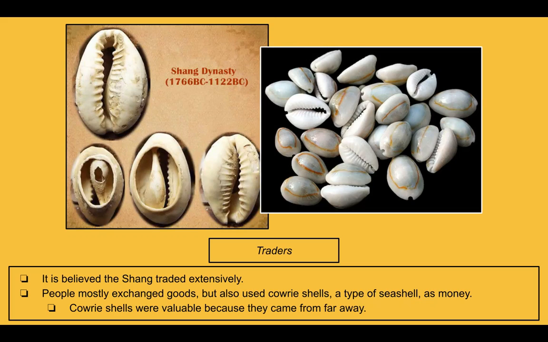So in that kind of middle group underneath the nobles, you've got traders as well. It is believed that the Shang traded extensively. People mostly exchanged goods, but they also used these cowrie shells that you see here, which are a type of seashell, as money. The reason they used cowrie shells was because they were valuable because they came from far away. And so you can see here what they look like.